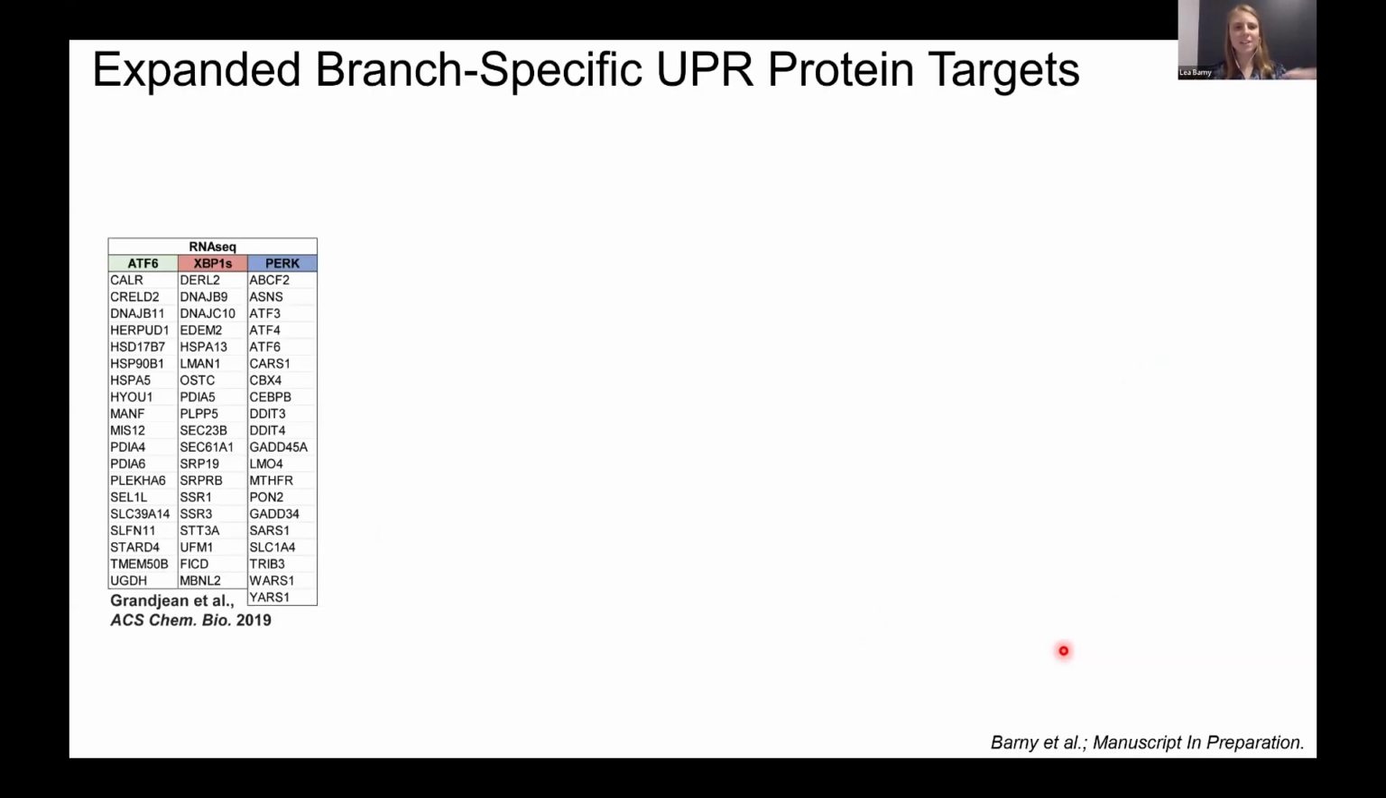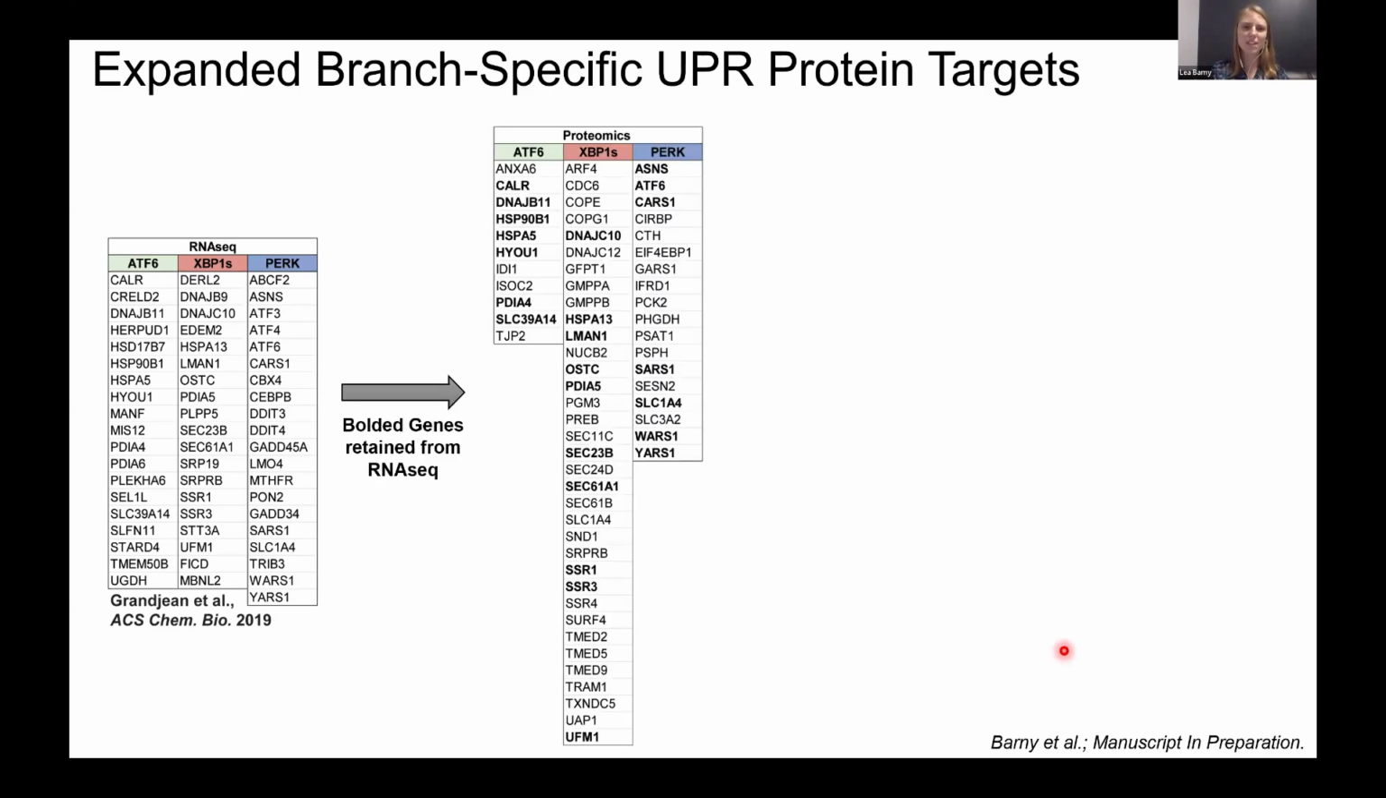So looking at the transition from these RNA-seq targets to proteomics targets, the genes highlighted that are bolded are those that were retained from RNA-seq, and then the unbolded gene names are the ones that we determined via our DIA proteomics approaches. And as you can tell, we've refined and expanded these lists, and this really highlights the difference between transcriptomics and proteomics, and the difference between UPR regulation at the translational and transcriptional levels.